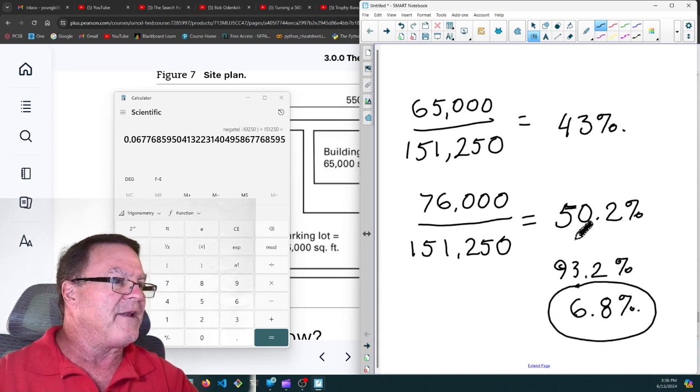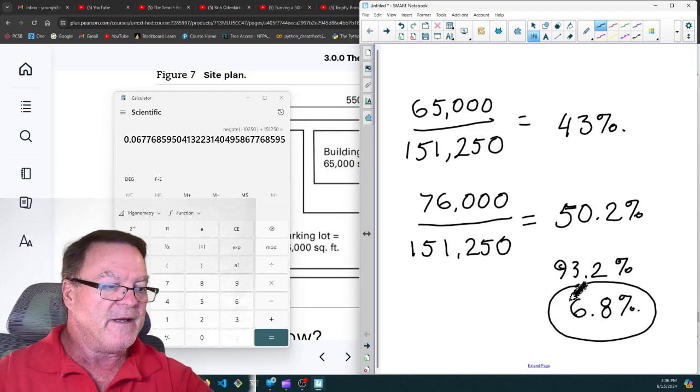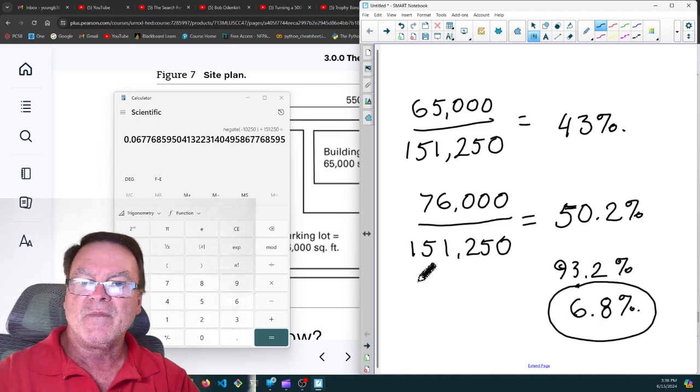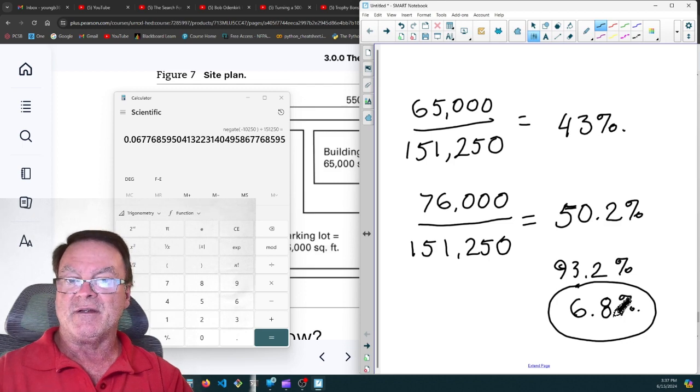When we added these two together, we got 93.2%, and then we subtracted it from 100% to see what was left. It was 6.8. So that's what we have. The building itself is 43% of the lot. The parking area is 50.2% of the lot, and the sidewalks are 6.8% of the lot.